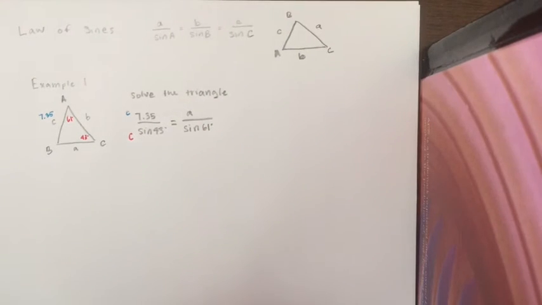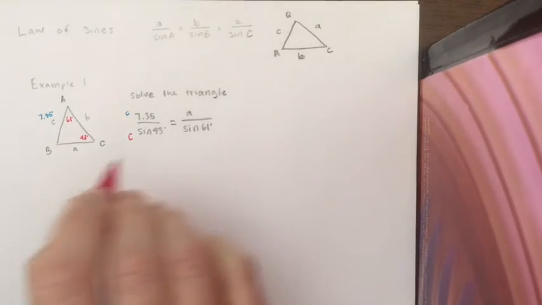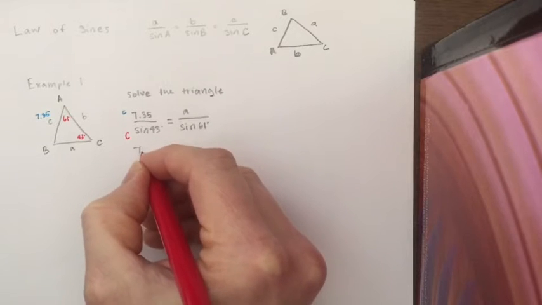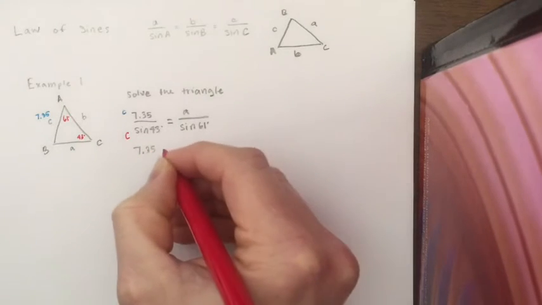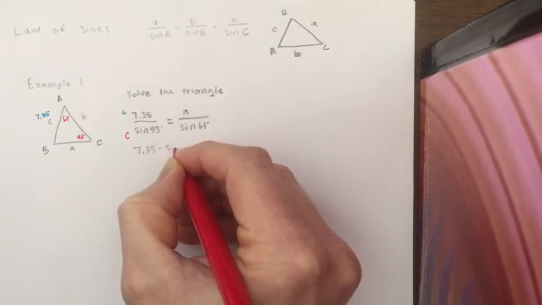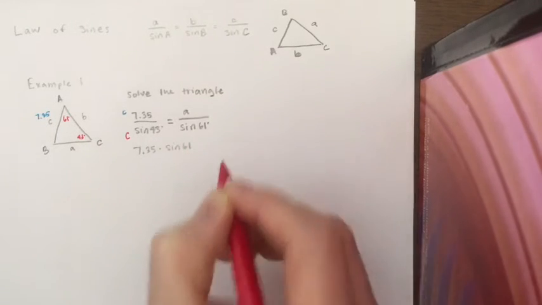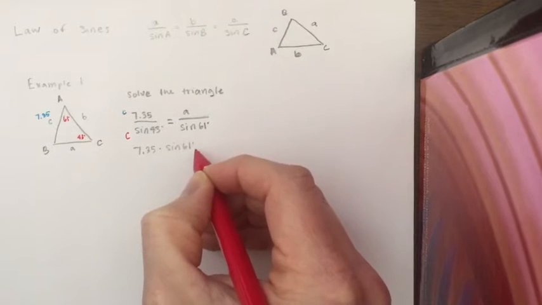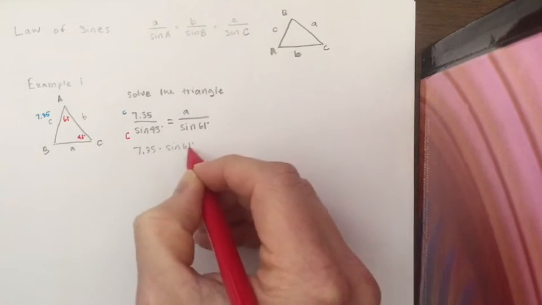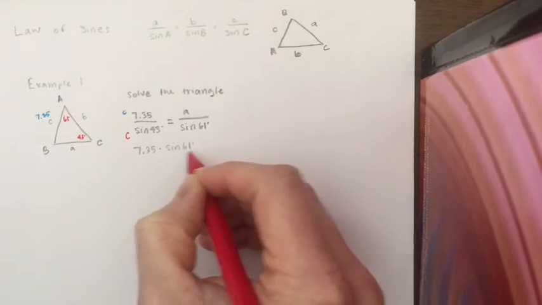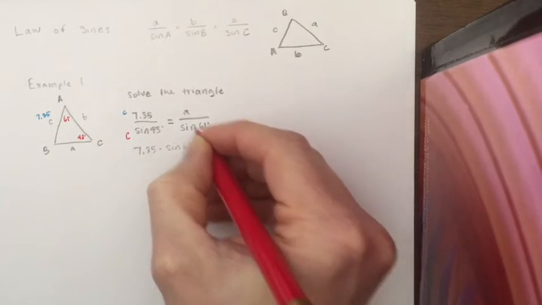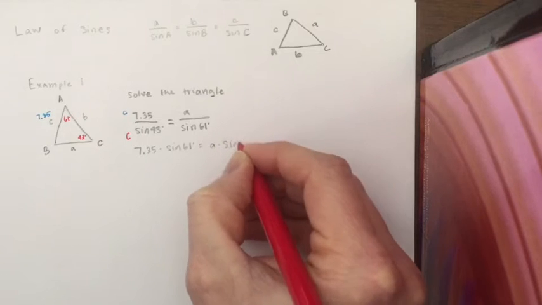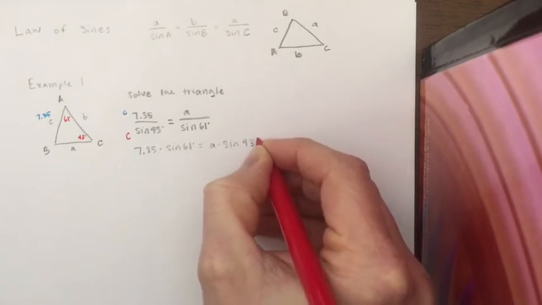One way to solve proportions is to cross multiply. So that's going to be 7.35 times the sine of 61. Just to jog your memory, the 61 is in its own protective cocoon inside the sine. You're not going to operate on the 61 at all, so just leave it alone. Let's cross multiply the other side. This would be a times the sine of 43 degrees.